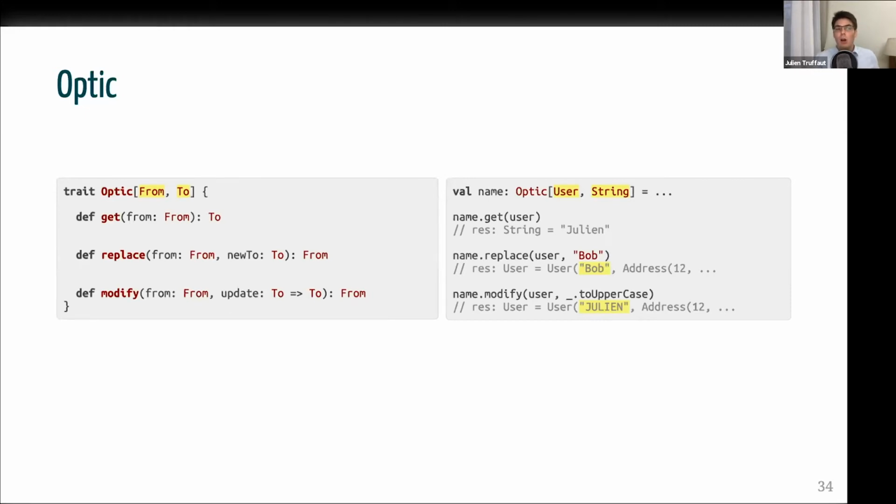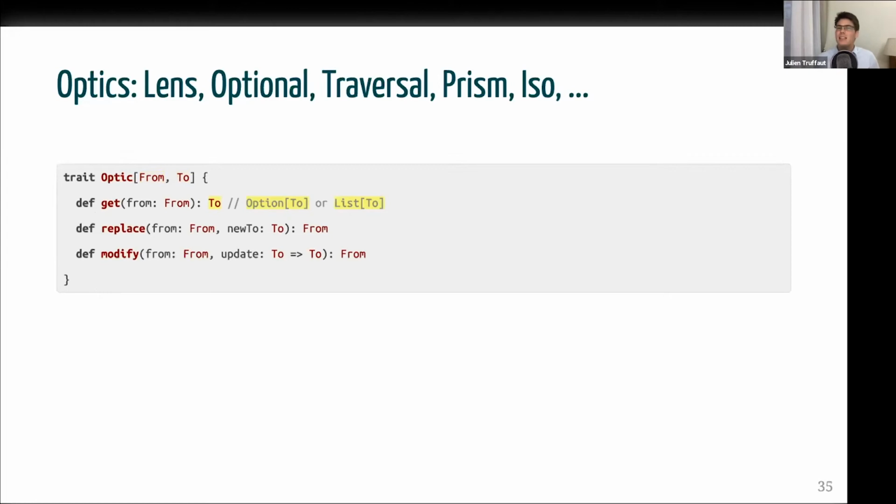Now you might have heard optic in plural, like optics, and you might have heard that they have fancy names like lenses, optionals, traversals, prism. To be honest, it's kind of a detail. We don't really care about it right now. Why we need several optics is in order to encode different kinds of relationships between a from and a to. The main difference is around the get method. Sometimes the get method will return a to, for example, when we know for sure we have the data. Sometimes it will return an option of to when we may or may not have it, or even a list of to when we target several items at the same time. But it's not the most important point.